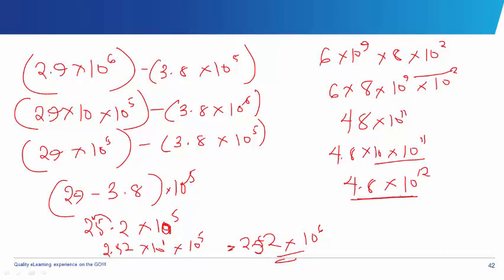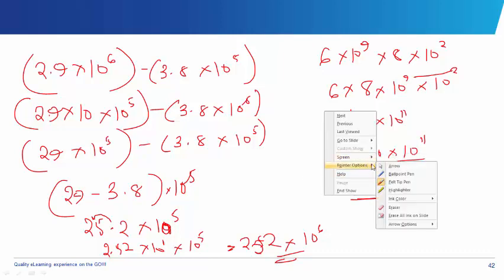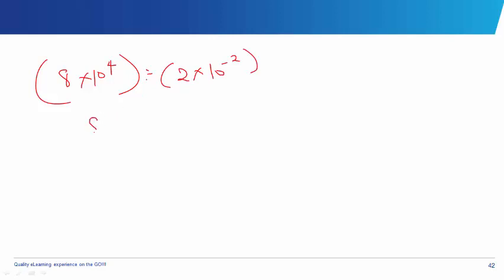Okay, same thing goes for division. Let's look at division. 8 times 10 raised to the power 4 divided by 2 times 10 raised to the power minus 2. So to solve this, let's express the division properly. 8 times 10 raised to the power 4 divided by 2 times 10 raised to the power minus 2.